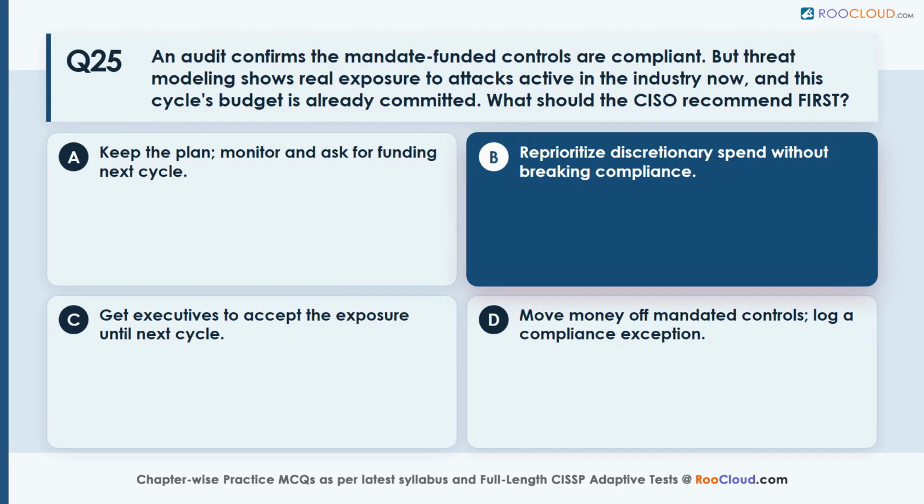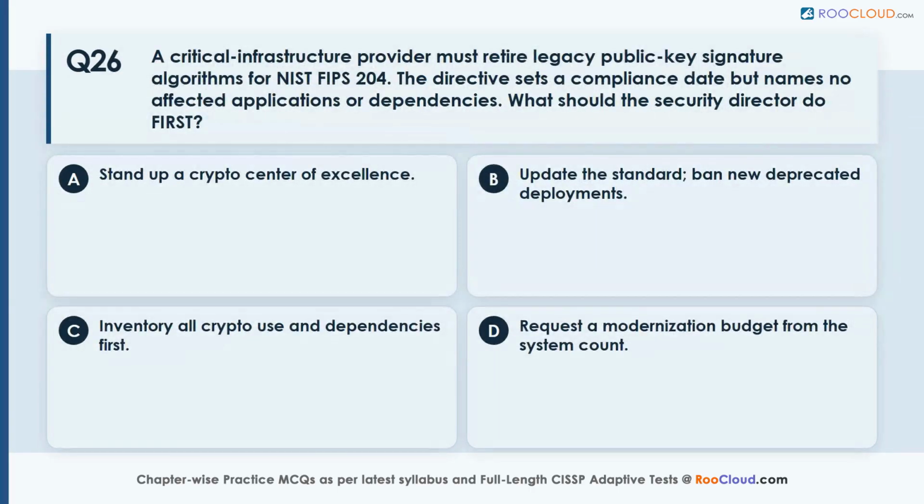Option B maps the committed spend to its outcomes, then reprioritizes the discretionary parts to cover the threat without breaking compliance. Find the give inside the budget before accepting the risk. That is the pattern.